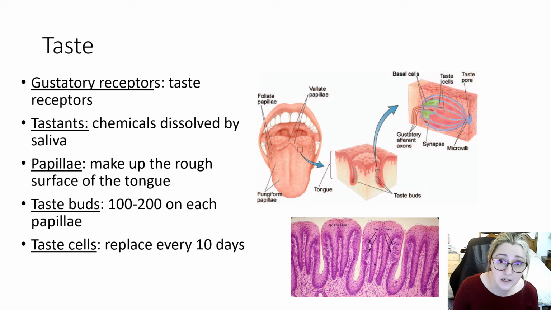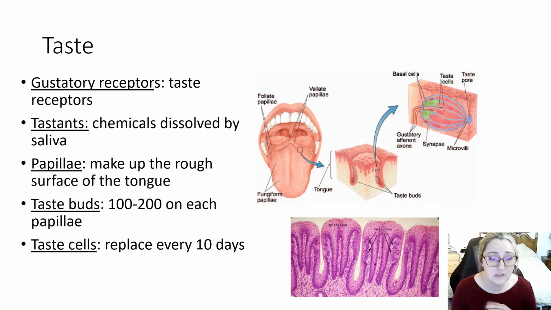On your tongue, and if you have a camera or a mirror or somebody sitting next to you during this lecture, ask them politely to see their tongue. If you take a look at the surface of the tongue, you see all those ridges. Those ridges are known as papillae. These papillae are going to make up the entire surface of your tongue. There are different types of papillae, foliate, valate, and fungiform.